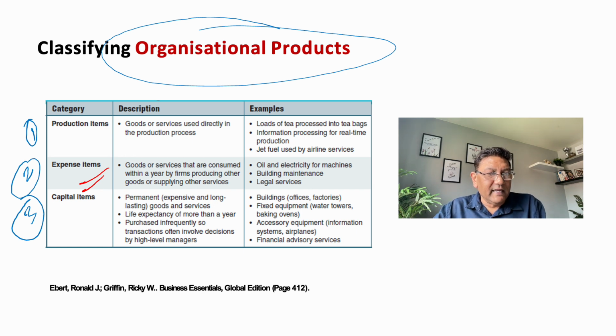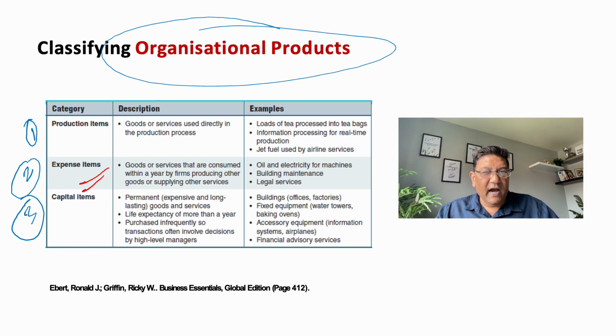Now the third one is capital items, and those are the permanent capital items. For example, you need buildings or premises to run a business or for manufacturing, either a service business or a manufacturing business. So you need buildings, offices, factories. The life expectancy of those types of goods is much longer than one year. The life expectancy of a building could be 30 years, 40 years, 50 years, 100 years, depending on the construction and many other things.